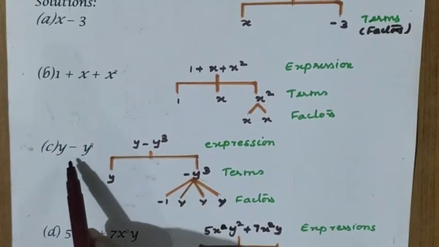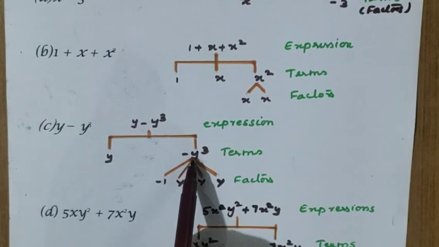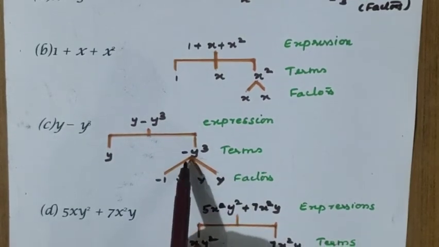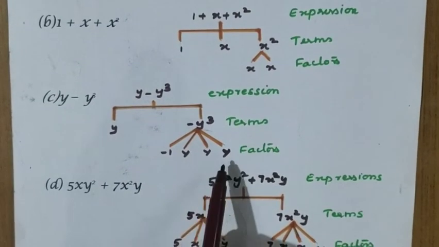Now the next question is y minus y cube. Y minus y cube is the expression. Y and minus y cube are terms. Then minus y cube can be written as minus 1 into y into y into y.